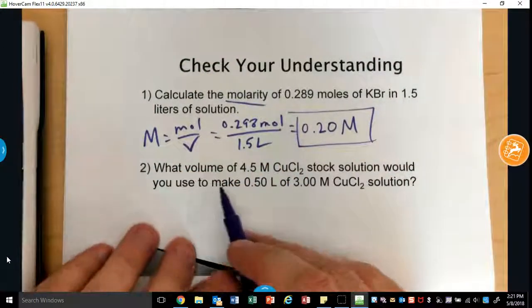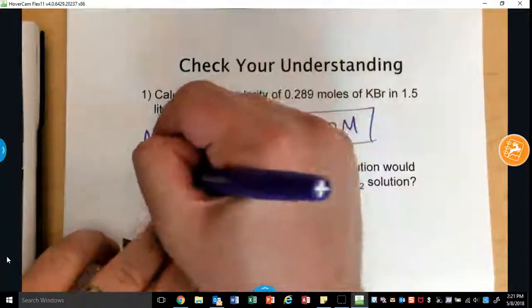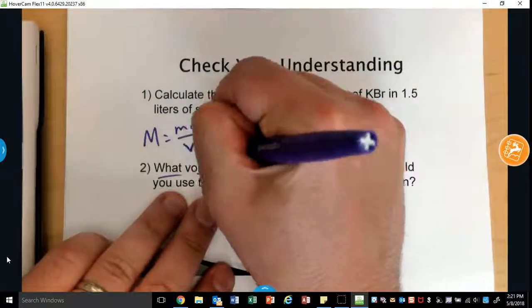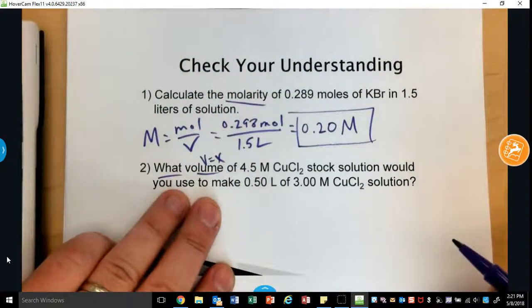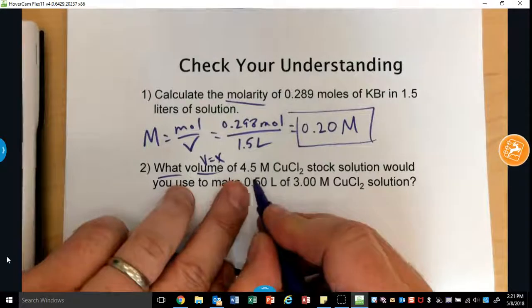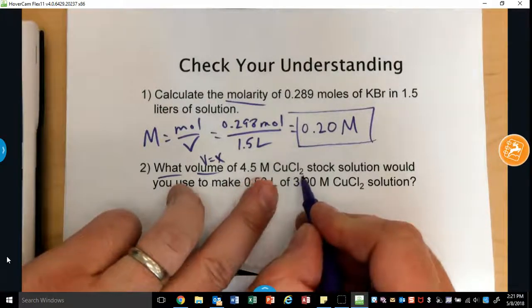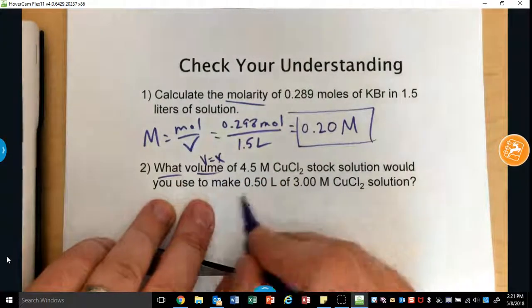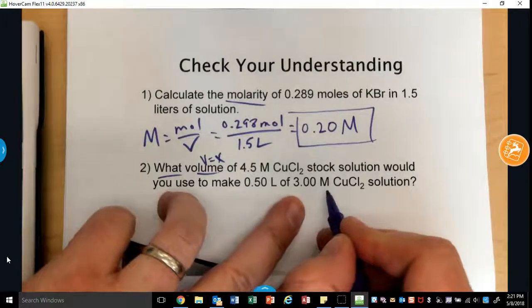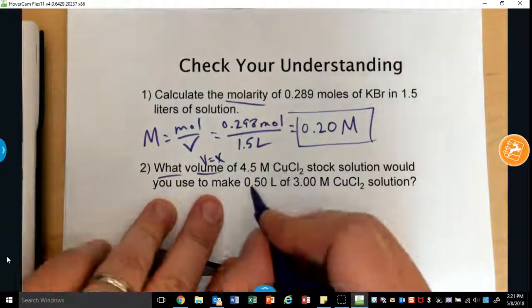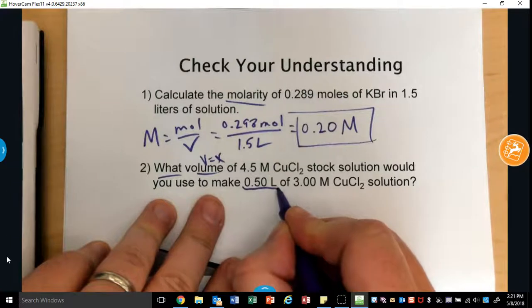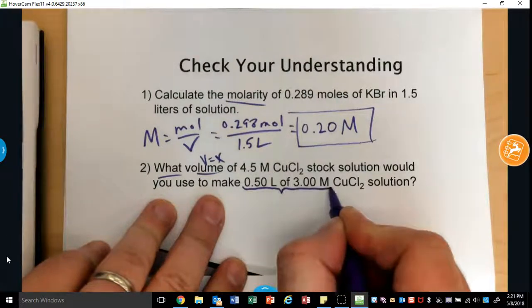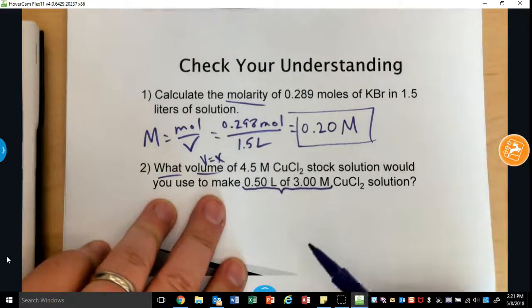All right, next example says, what volume of 4.5 molar copper 2 chloride stock solution would you use to make 0.5 liters of 3 molar copper 2 chloride solution? Just those words, what volume, make me think that I'm going to have volume as my value for X. The main problem a lot of kids have is determining what numbers go together. You just have to read the problem very carefully.